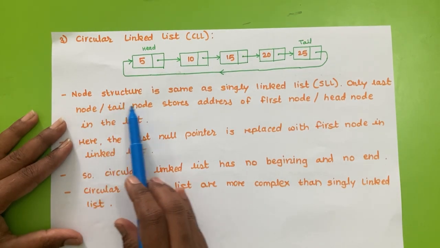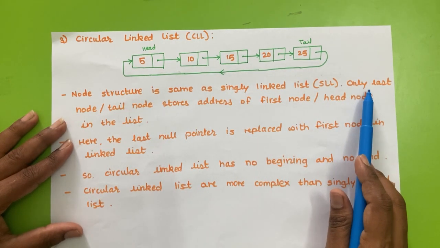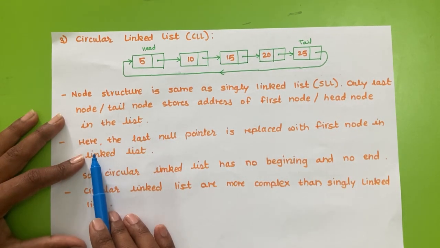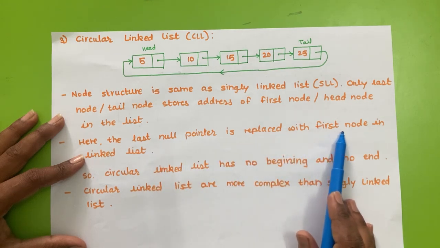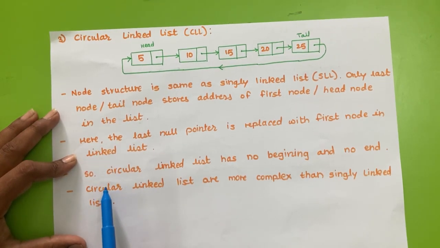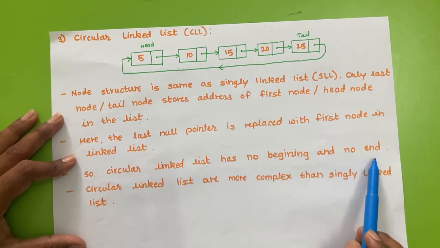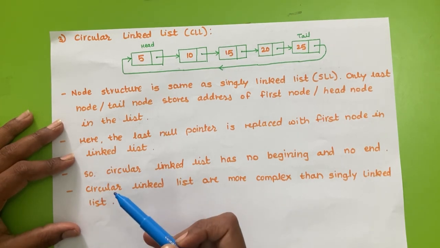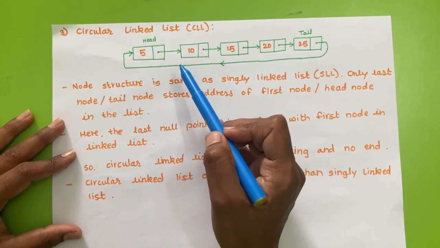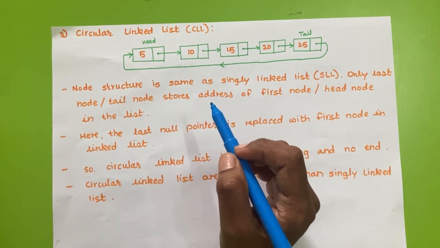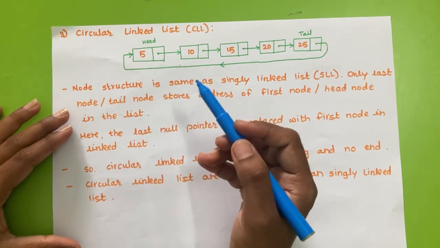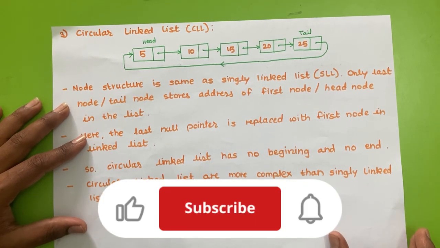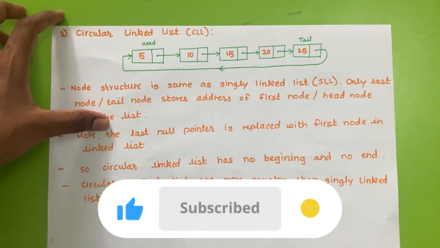So the node structure is the same as a singly linked list. Only the last or tail node stores the address of the first node in the list. So here the last null pointer is replaced with the first node in the linked list. So the circular linked list has no beginning and no end. Circular linked lists are more complex than singly linked lists to implement, because insertions, deletions, and other operations are a little bit complicated in a circular linked list as compared to a singly linked list.